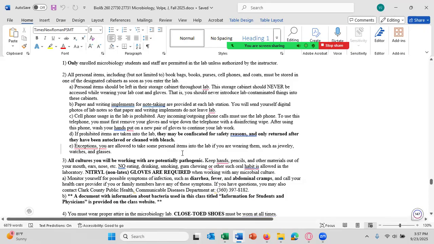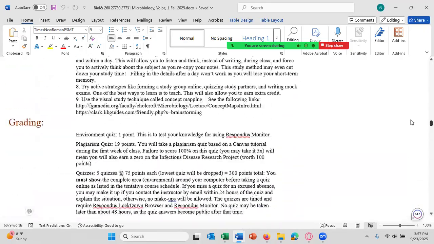You are allowed to take some personal items into the lab if you are wearing them, such as jewelry, a watch, and glasses. Remember I mentioned?